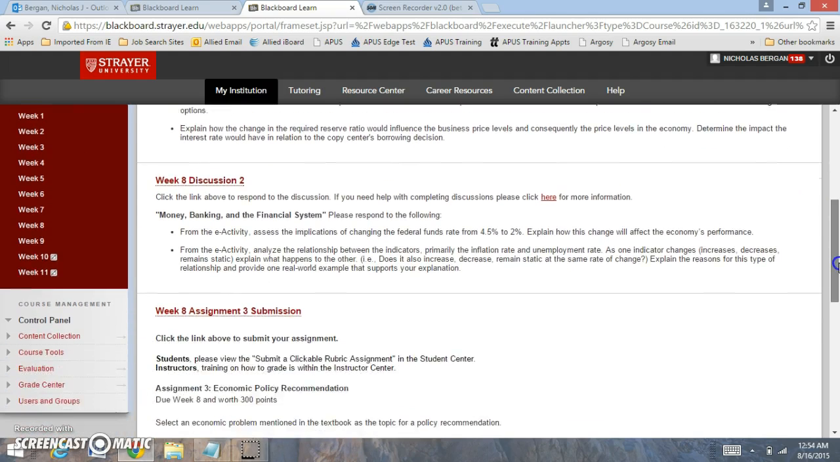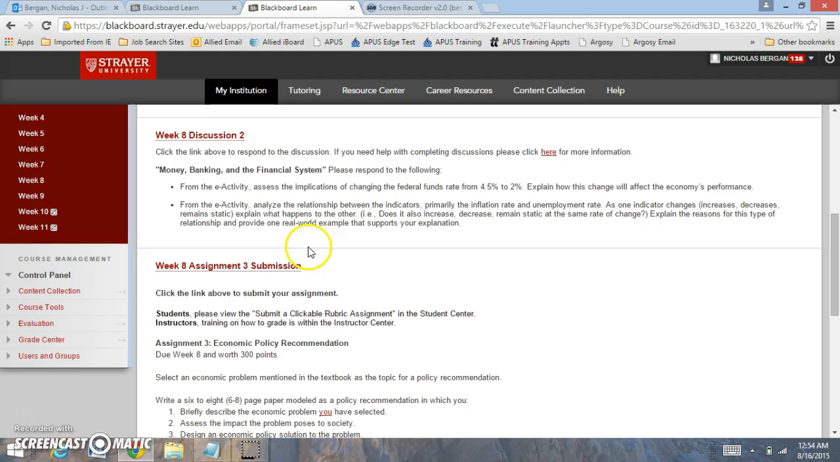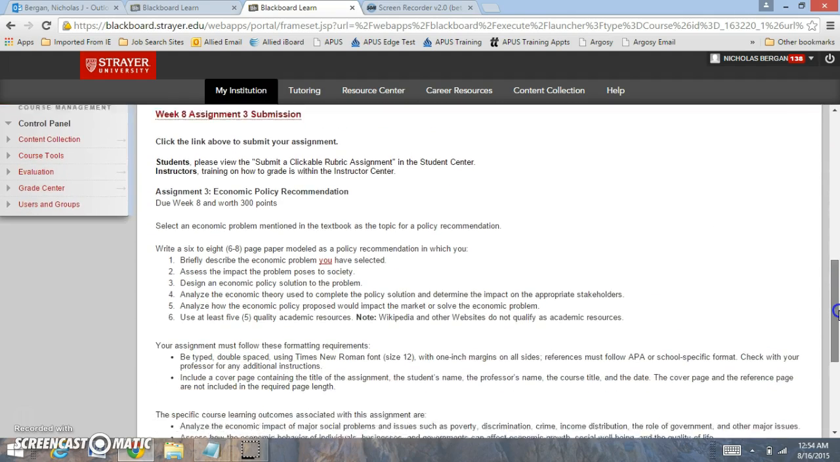With discussion number 2, you're going to be looking at the financial system again and the changing of the federal funds rate from 4.5% to 2%, and how the changing of the federal funds rate will affect the economy's performance. And lastly, you have assignment 3.